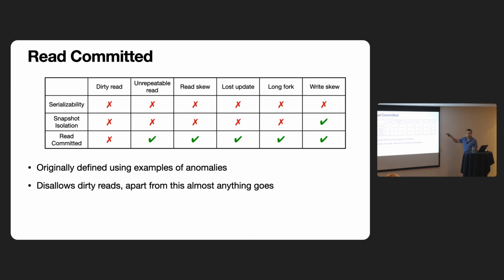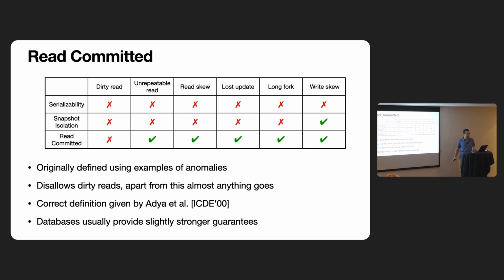Now, of course, this is not a definition. These are just some examples. There is a correct definition given in this PhD thesis by Adya. I won't even go into it because it's still very weak. But this is pretty bad. And the only reason why people can program over this thing is the stuff I showed to you before, because usually the database provides slightly stronger guarantees for things like select for update or inline SQL computations, right?